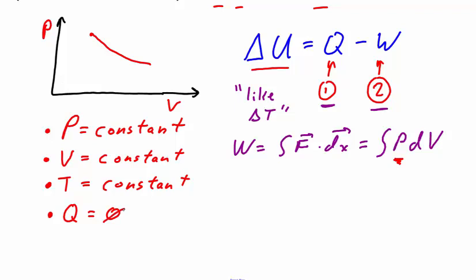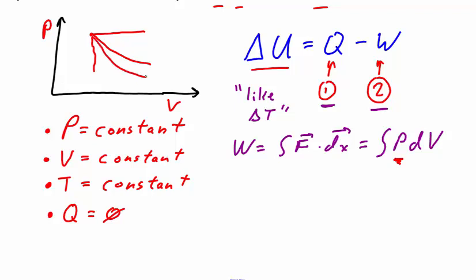Now, if we step back and view each of these processes, we can see what they look like on a pressure versus volume graph. Pressure equals a constant will be a horizontal line. Volume equals a constant will be a vertical line. And both temperature equals a constant and Q equals 0 will be sloping lines.